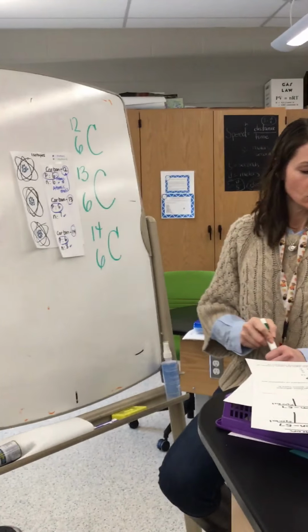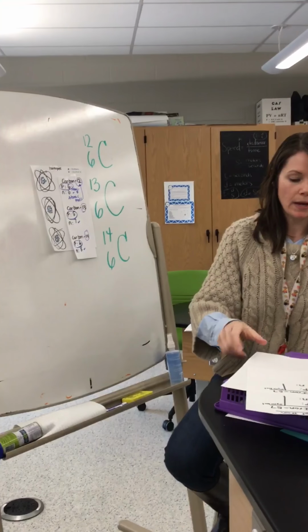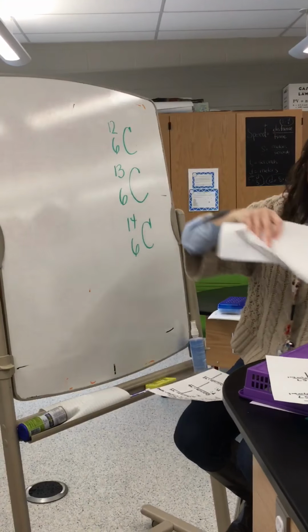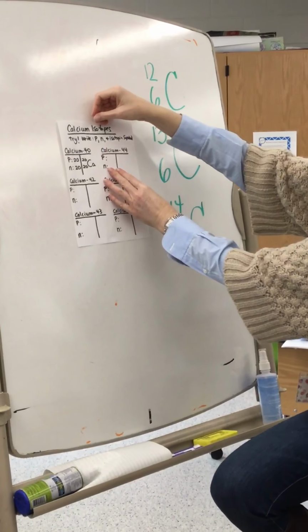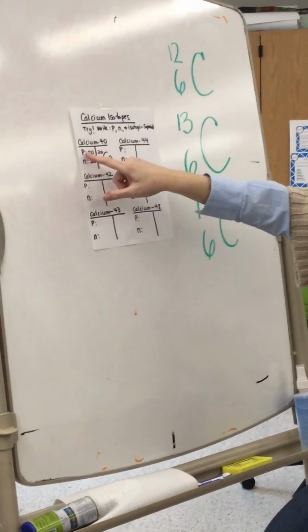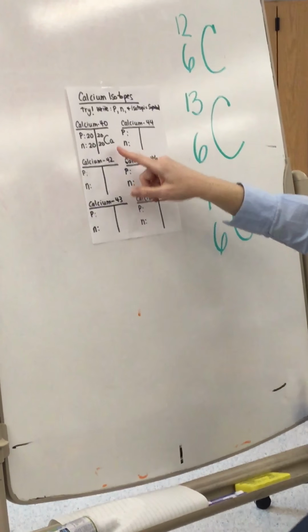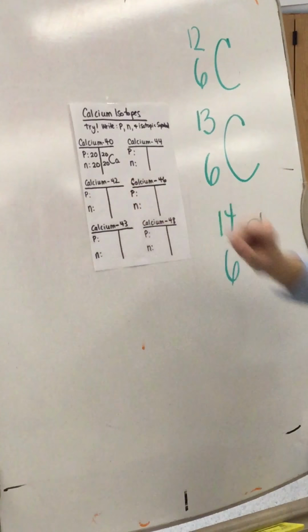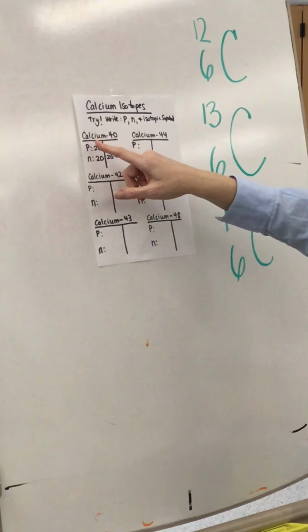Okay. So on your paper, you have the example of the different isotopes of calcium. So you'll do the same thing. So on your own, you'll write the number of protons, the number of neutrons, and the isotopic symbol for each isotope of calcium. So I did the first one for you.